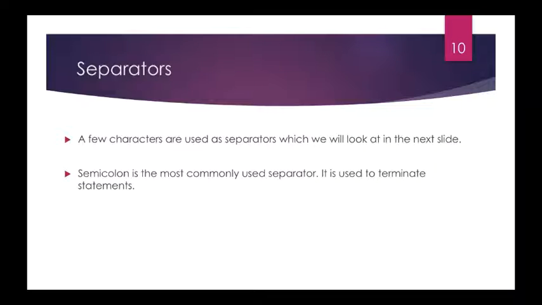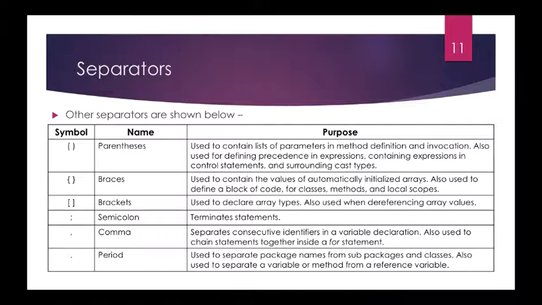Semicolon is the most commonly used separator. It is used to terminate statements. So we have a list of separators with their purpose. Like the parentheses are used to contain list of parameters in the method definition and invocation. Also used for defining precedence in expressions, containing expressions in control statements, as we have already seen, and surrounding cast types, which we will see later. The braces used to contain the values of automatically initialized arrays, also used to define a block of code, as we have seen, for classes, methods, and local scopes.